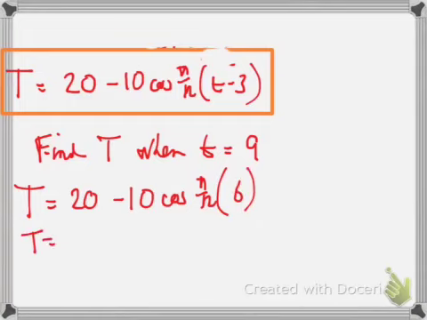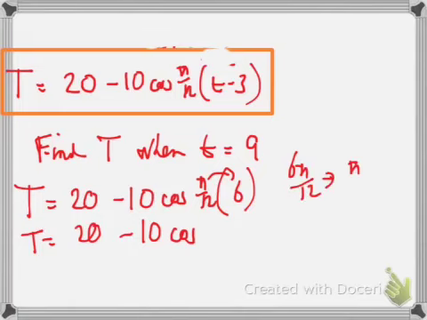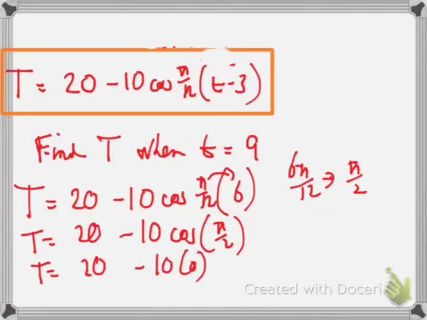Now, the more I look at this, the more I'm thinking, yes, this could be a non-calculator question, so I'm glad we're doing this. Pi on 12 times 6, that's going to be 6 pi on 12, which is going to be pi on 2. So it's cosine pi on 2. Cosine pi on 2 is 0. So we're going to get T equals 20 minus 10 times 0. T equals 10 degrees. Sorry, no, it's not. That's wrong. 20 minus 0 is 20. What am I thinking? So the answer is actually 20 degrees for that one.